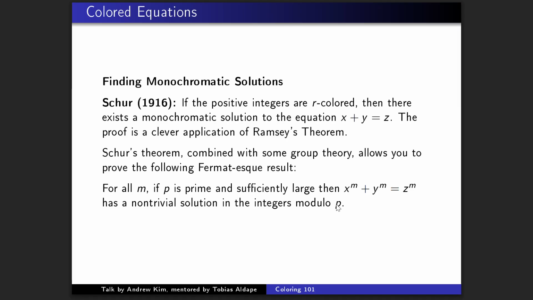And some of you might recognize that this x to the m plus y to the m equals z to the m is actually the exact same equation that appears in Fermat's last theorem, except Fermat's last theorem says something a lot stronger because you don't have this modulo p caveat. And by the way, here non-trivial just means you can't do something silly like plugging in all 0 and you get 0 is equal to 0 as a solution.